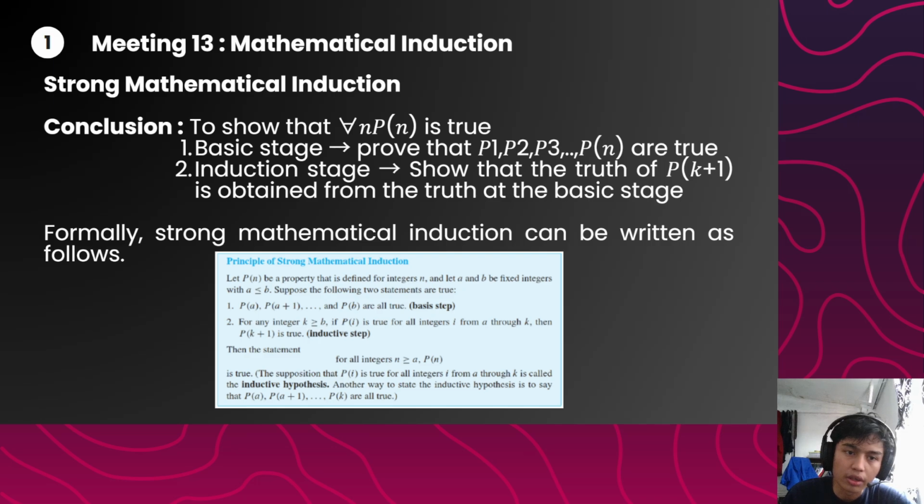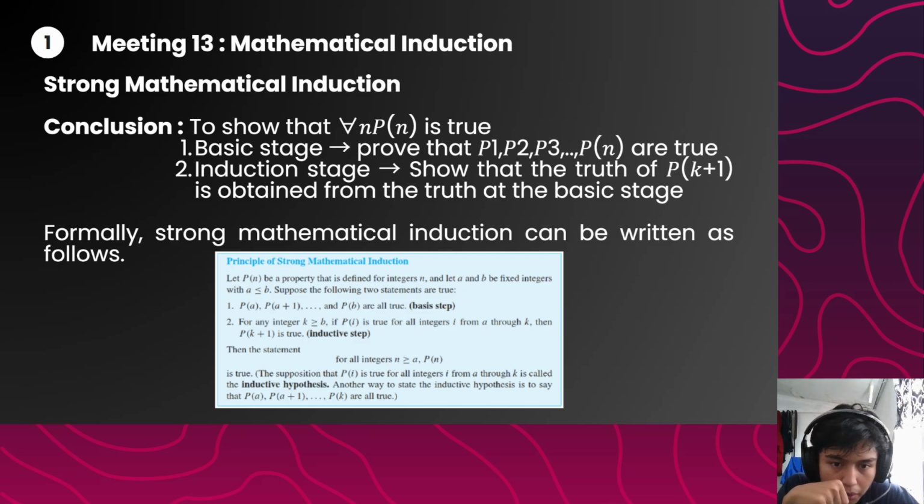For that, we can get the conclusion that to show that for all n, Pn is true, the basic step is to prove that P1, P2, P3, up to Pn are true. The induction stage is to show that the truth of Pk plus 1 is obtained from the truth of the basic stage. Formally, strong mathematical induction can be written as follows.